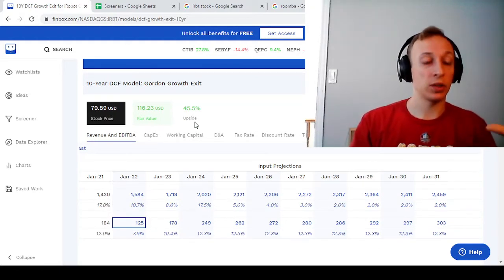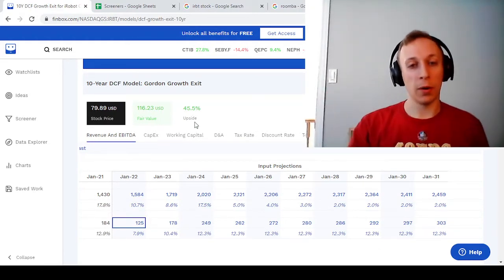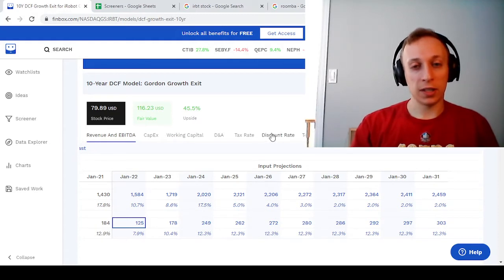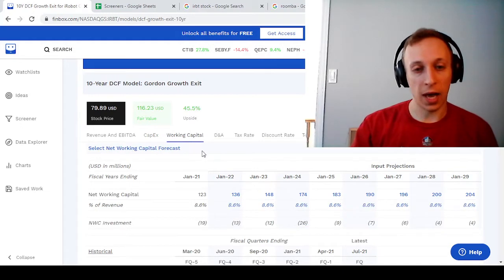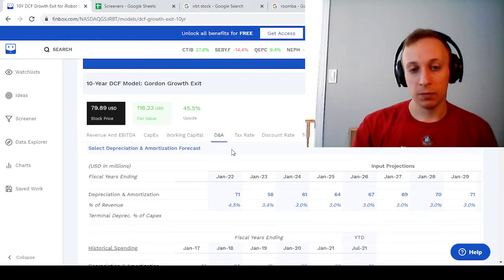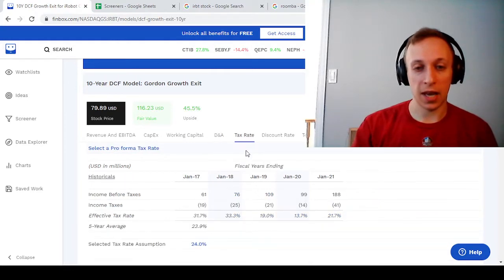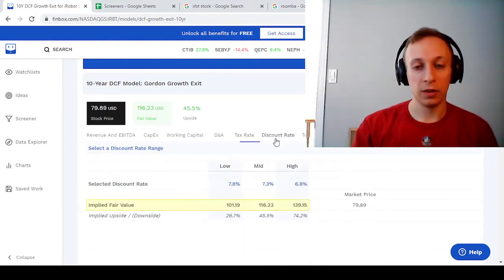We see here it says 45% upside. But hold on, we've got to keep going. Okay, so the biggest ones I touch, I do look at everything with the CapEx. Again, looks reasonable. Working capital looks reasonable, it's about the same. D&A, depreciation and amortization, looks reasonable, about the same. Tax rate, reasonable.